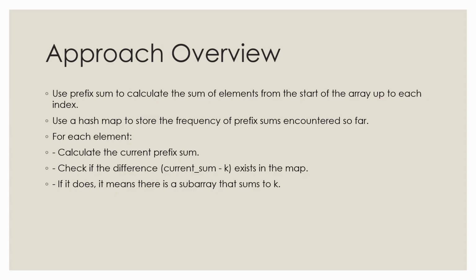Now let's dive into the approach we will use to solve this problem. First, we calculate the prefix sum of the array, which is the running total of the elements from the start of the array up to the current index. We also use a hash map to store the frequency of the prefix sums we encounter. This helps us quickly find if there exists a subarray with the desired sum. For each element, we calculate the current prefix sum and check if the difference between the current sum and k exists in the map. If it does, it means we have found a valid subarray.